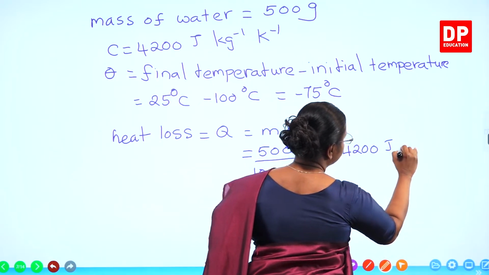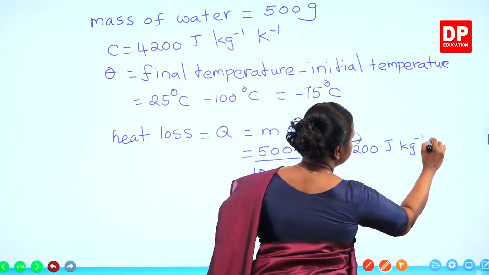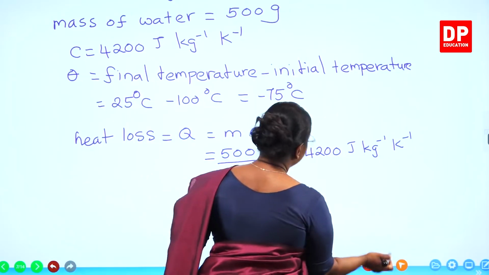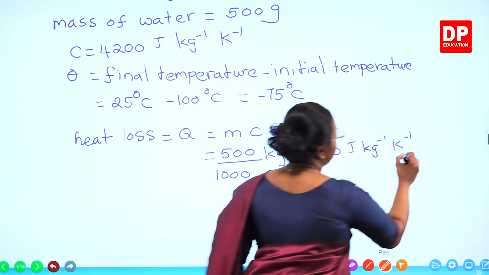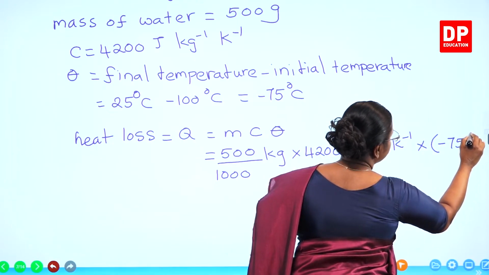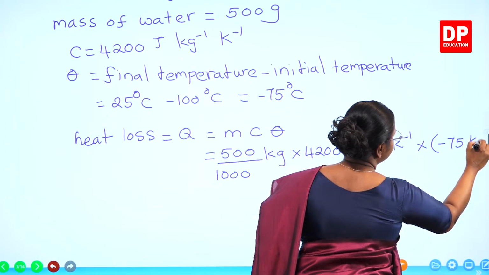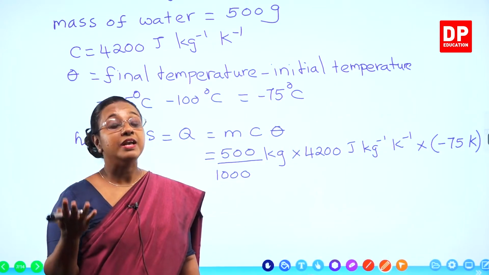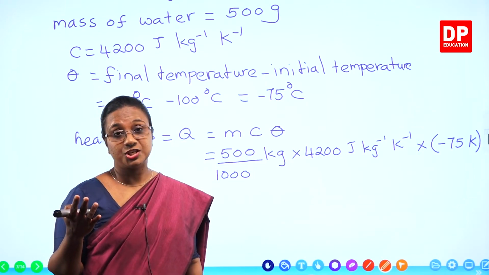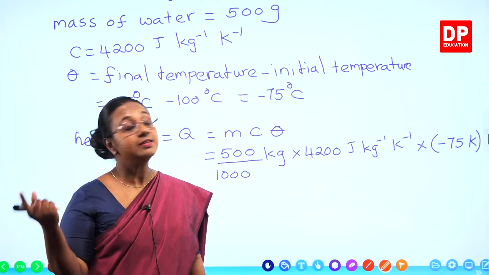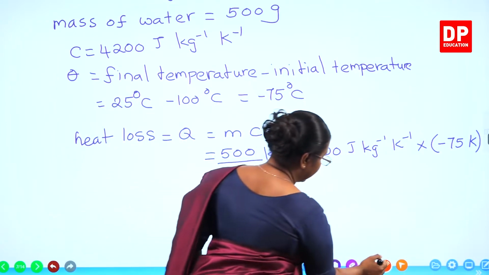4200 joule per kilogram per Kelvin. And then we have the theta, that is going to be minus 75. Here degrees Celsius and Kelvins are the same, so I will take it as Kelvins. You all know when we use the change in temperature, degrees Celsius and Kelvin, the quantity value is the same. So there it's in Kelvins.